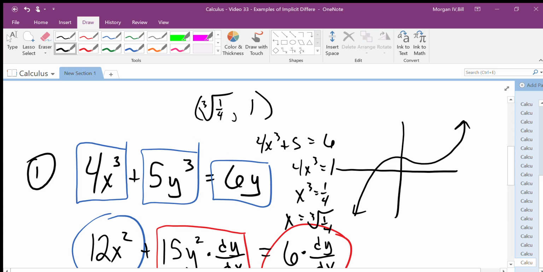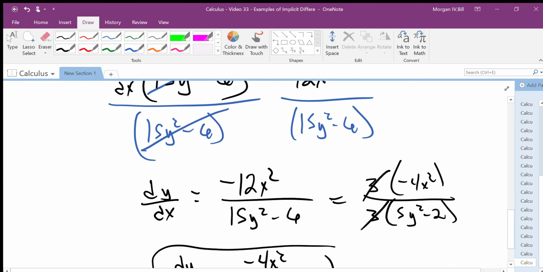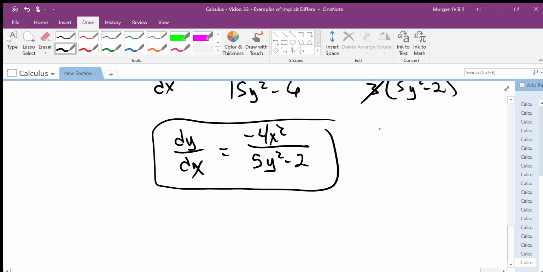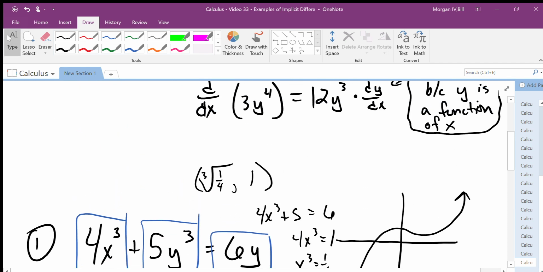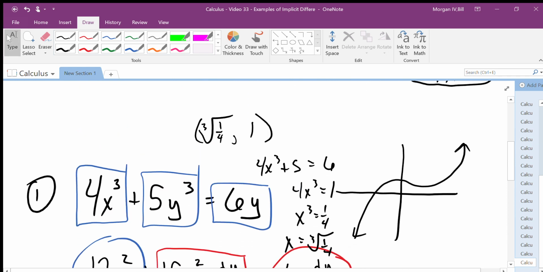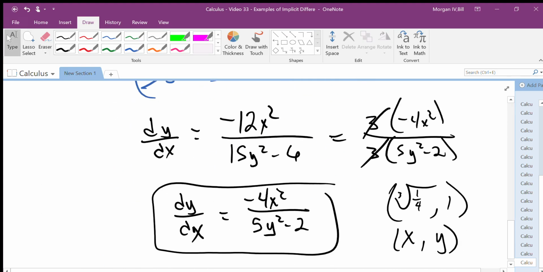What is the slope of the tangent line at that point? To do that, we would remember our point here was the cube root of 1/4, 1. That's my x value, that's my y value. I just made those numbers up. I just needed an x and y value that was on the curve. If I plug those numbers into the x and the y, it would make a true equation. So that means the point is on the curve. So here's a point on the curve.